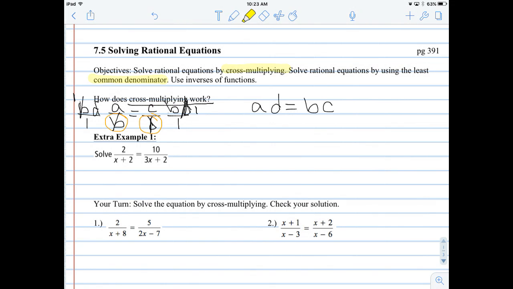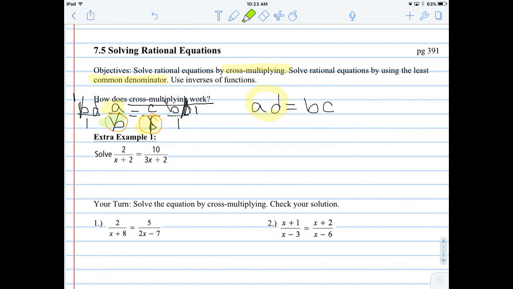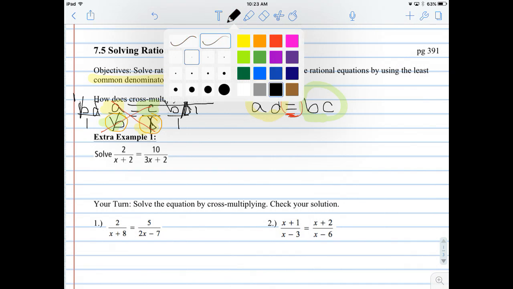So really what we did here is I took this a and multiplied it by the d. Again, that's where this came from. And then I took this b and multiplied it by that c, and that's where that bc comes from. So really what I did is a process we call cross multiplying. I took the a times the d and the c times the b and set them equal to each other. So we can actually solve equations by using this method of cross multiplying.